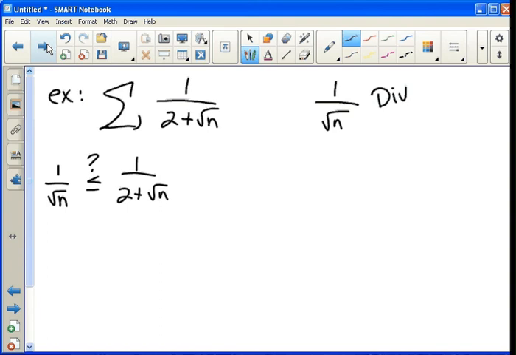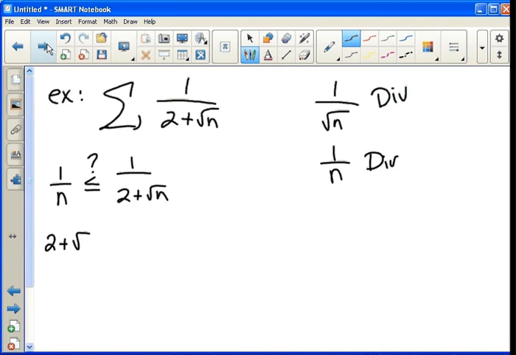So what I mean here is we have 1 over the square root of n, so let's just take away the square root and see what that does. 1 over n also diverges, so we would hope it would be the smaller one, because if the smaller one diverges, then this should work. Now if we cross multiply, we get 2 plus the square root of n is less than or equal to n. So if you're not really clear on whether that's true or not, I'll go ahead and tell you it is, and this is going to work for us.